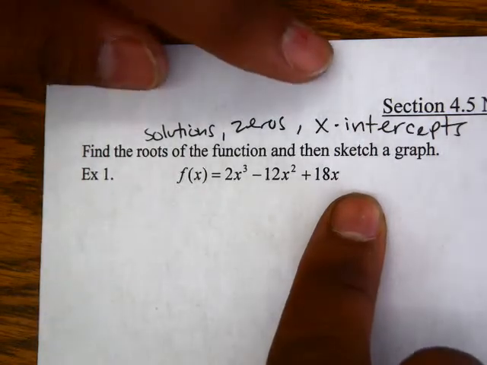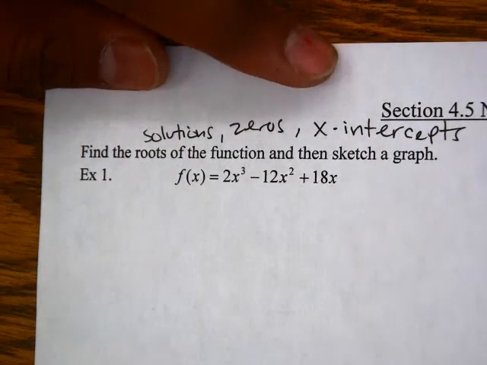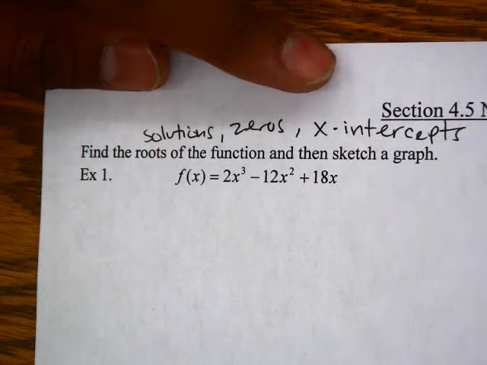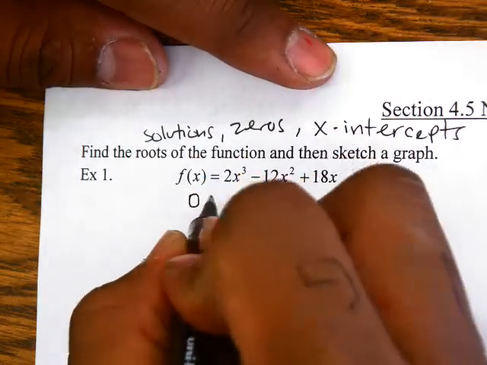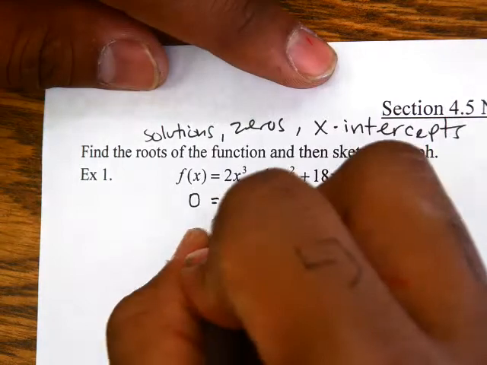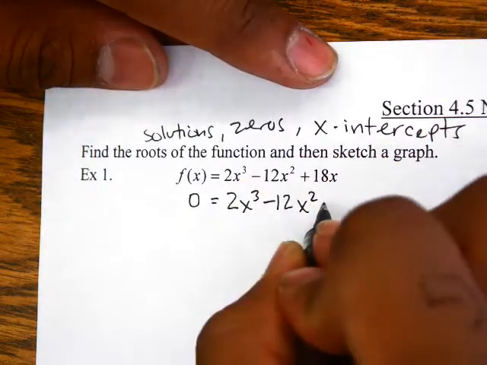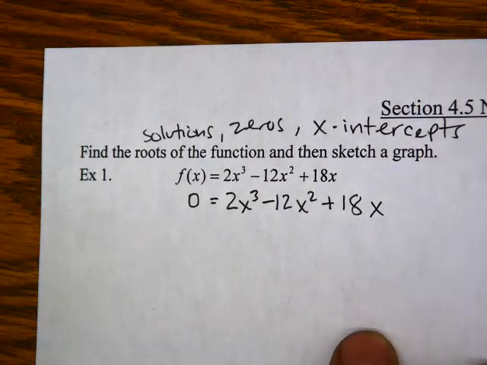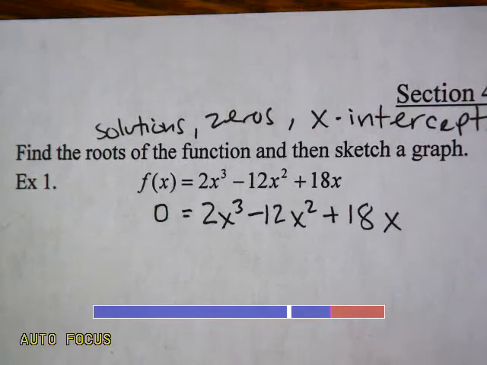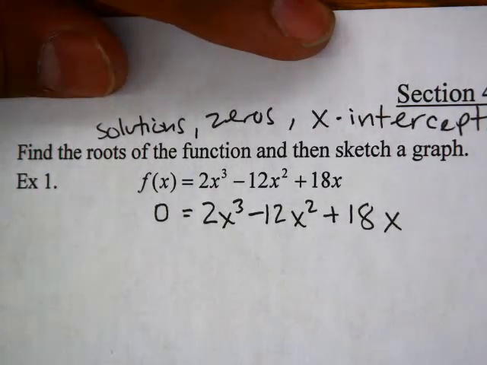Okay. So we have the function 2x to the third minus 12x squared plus 18x. We're going to need to find the roots or the zeros or the solutions. The first thing is we need to find where the y value is equal to 0. Okay, that's where the x-intercepts happen. That's why sometimes it's called x-intercepts, and sometimes that's why it's called zeros, because that's where your graph is equal to 0. Okay, so we have to solve this.